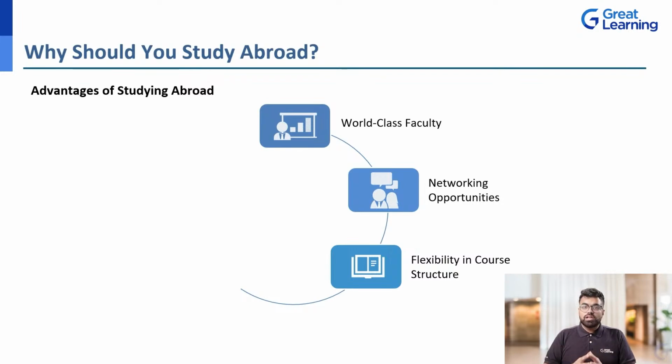Normally, the degree you will get is a masters in, let's say, data science, but there will be some mandatory courses and the ones that you will choose according to your passion, right? So that flexibility is the thing that is really good when you're studying abroad.